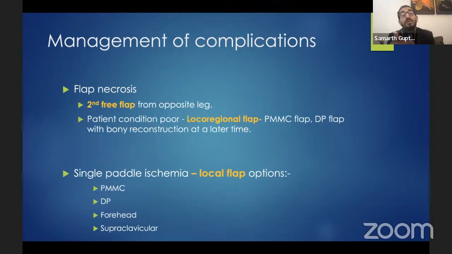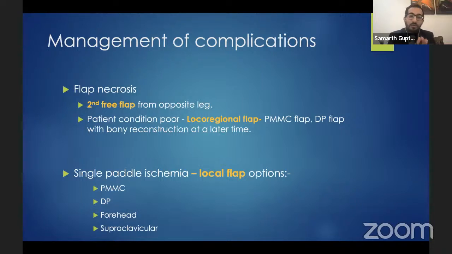Okay, so once you re-explore, but still the patient ends up in thrombosis or whatever the ischemic injury, and the patient turns into flap necrosis. Now what to do? The patient has a defect, the cancer is gone, but now he also has a defect. The donor site morbidity is there.